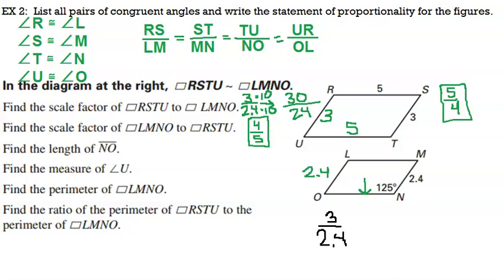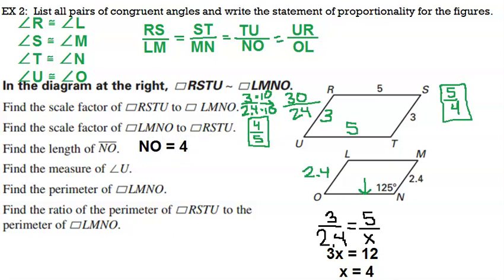And we are going to use it to solve for something that we don't know. So 3 over 2.4 equals 5 over x. This will be a quick one to solve because when you cross multiply, if that's what you choose to do, you get 3x equals 12. So x equals 4. Now we want to write it correctly, so we're going to say NO equals 4.